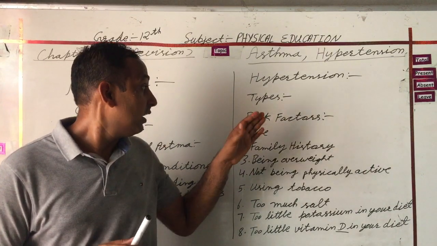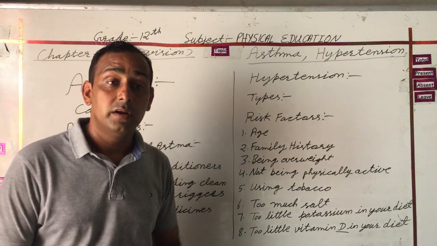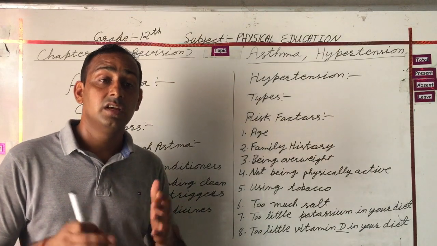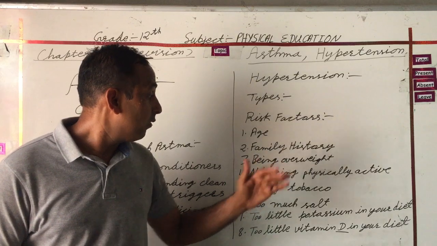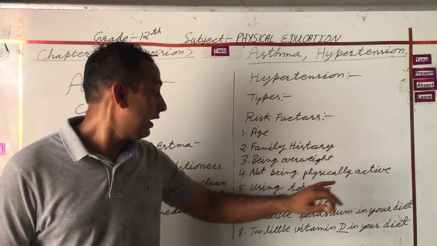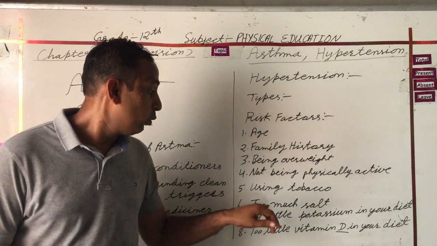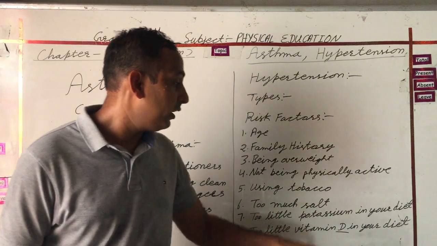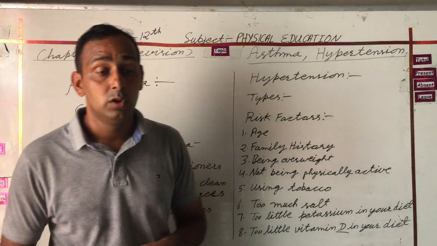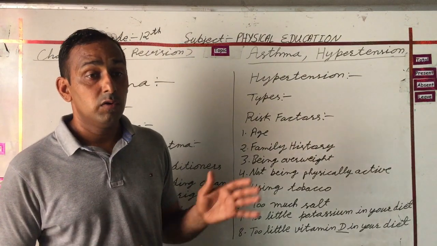After this are the risk factors of hypertension. The main risk factors are first age, family history, being overweight, not being physically active, using tobacco, too much salt, too little potassium in your diet, too little vitamin D in your diet, and extras also. Okay, this is all for risk factors.